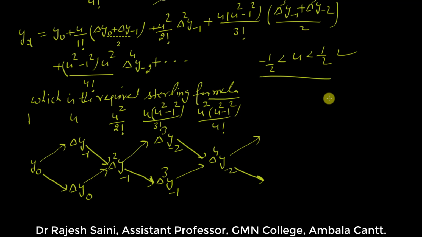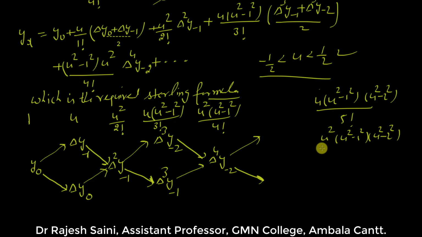So you can easily write the other term coefficient if you want. U square minus 1 square. Next will be u square minus 2 square, and here will be u by 5 factorial. Next will be u square minus 1 square, u square minus 2 square divided by 6 factorial, and so on. You can continue. So I have explained to you how to remember the coefficients.